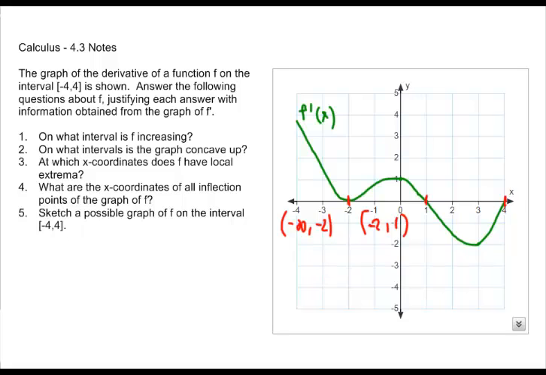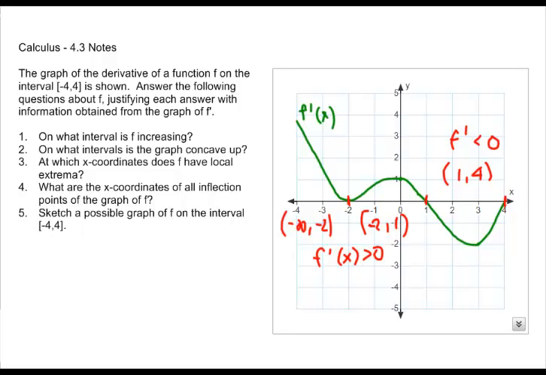So right here, my f prime of x is greater than 0, and then on the other side, from 1 to 4, my derivative is less than 0. Okay, these are really important things. And so, on what interval is f of x increasing?